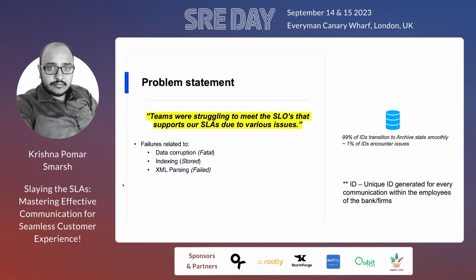When I say ID, the ID is a unique ID generated by the system for communication between employees. Any communication that happens between the employees will be marked with a unique ID and sent to us. And that's how we track the ID.